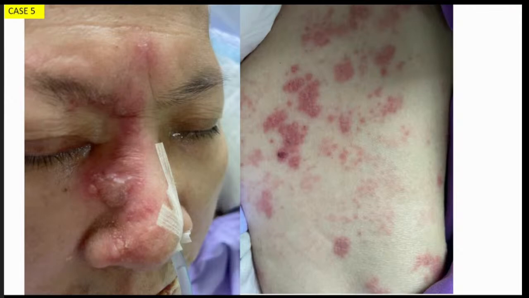So how do you treat this patient? So for her, this is a case of disseminated herpes zoster. So I would give her IV acyclovir, 15 mg per kg for 1 week, 3 times a day. So about 500 mg 3 times a day for 1 week.